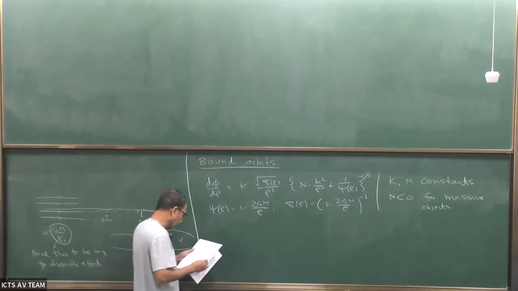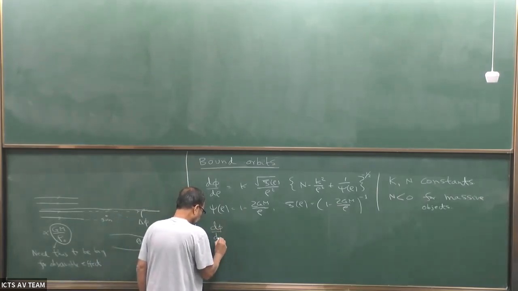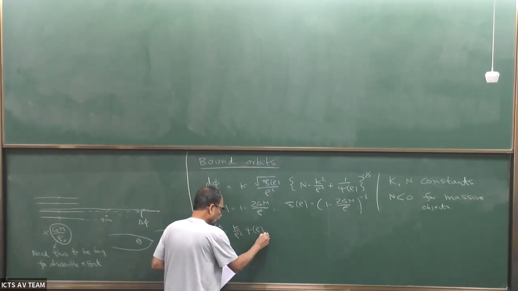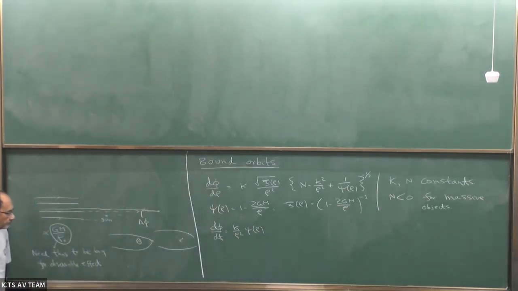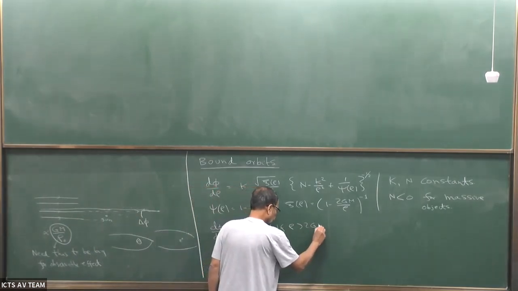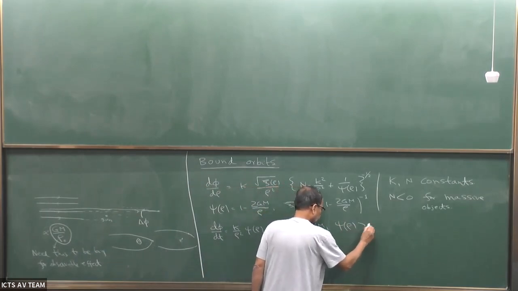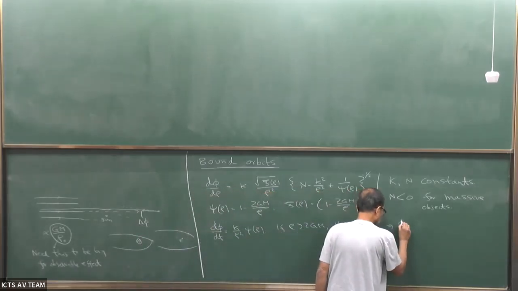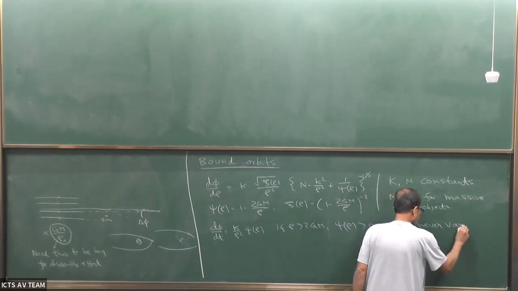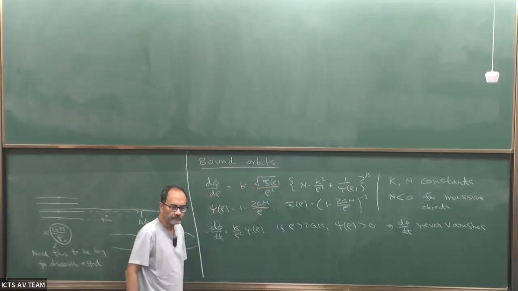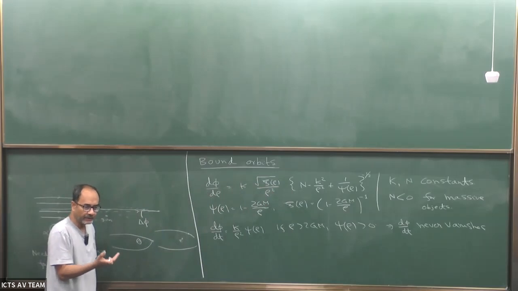Okay. And the other equation that we had, the time dependence, was d phi dt equals k by rho square and psi of rho. So as long as psi of rho is non-zero, if rho is larger than 2GM, psi of rho is positive. And this means that d phi dt never vanishes. So it either remains always positive or it remains always negative.